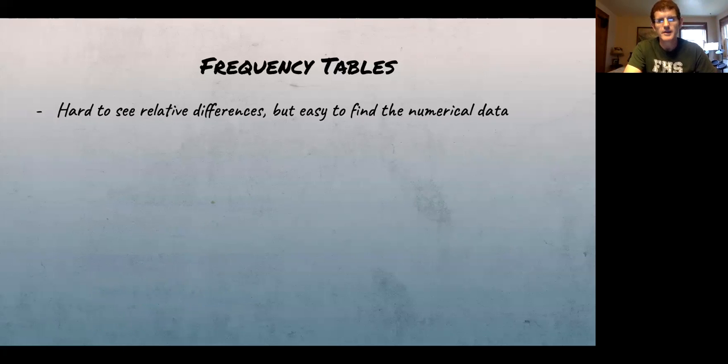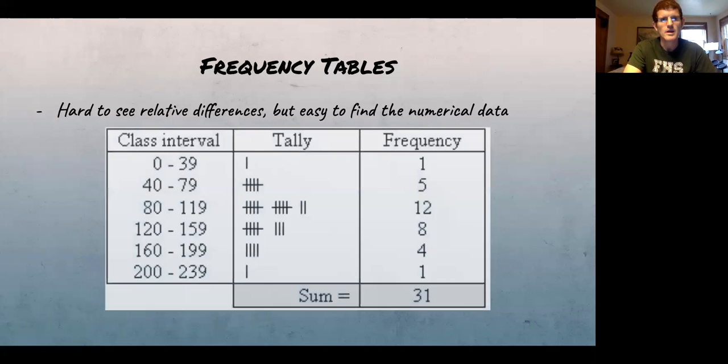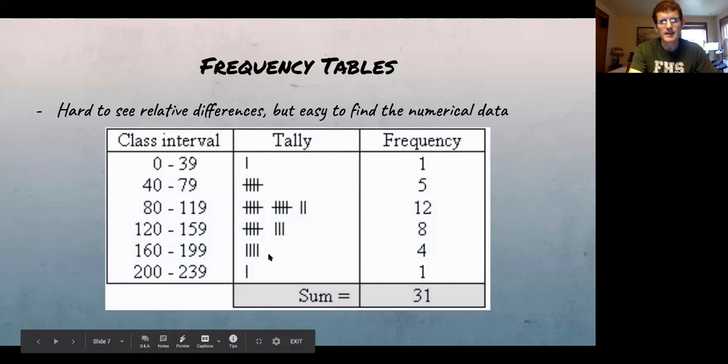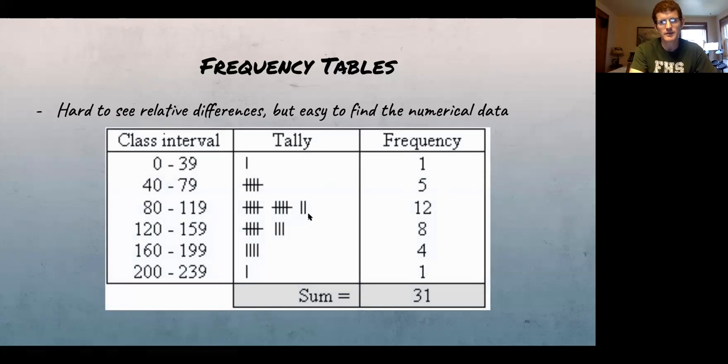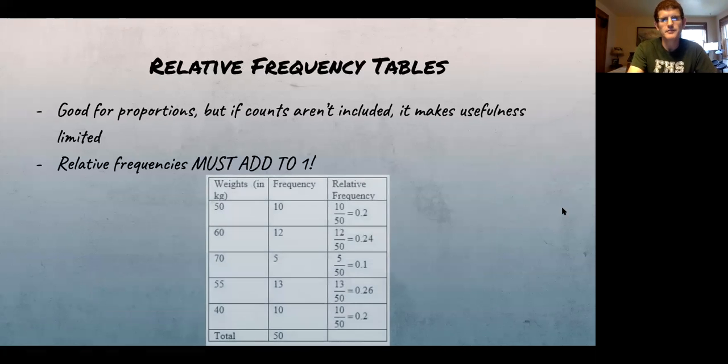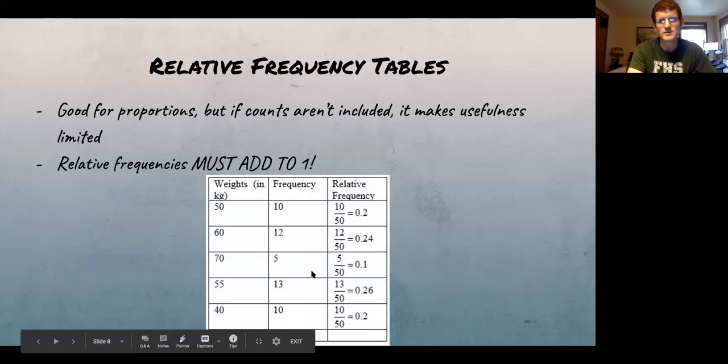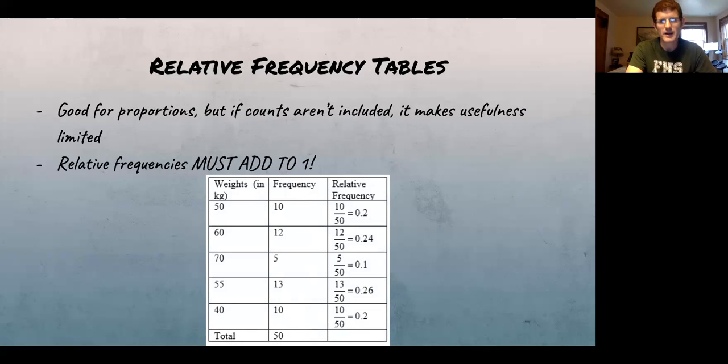Okay, frequency tables. Now we're jumping into all the different types of displays that we saw. I'm going to go through this, except some of these we'll spend more time on. So it's hard to see relative differences, but it's easy to find the numerical data. We've got the numerical data right here. Having the tally makes it easier to see the relative differences, but a lot of times we're not going to have that. For relative frequency tables, these are good for proportions, but if they don't include this column that shows the actual counts, then its usefulness is limited because we might not know how many people or how many cases were counted up.